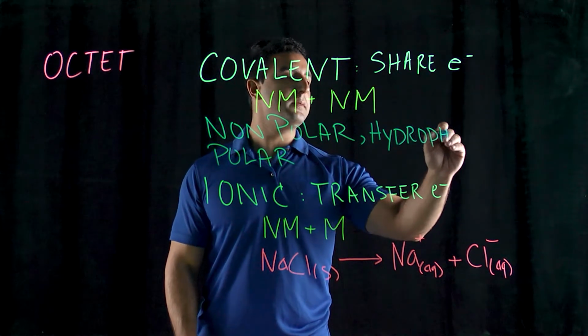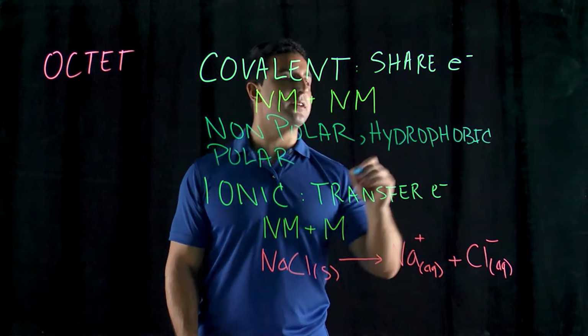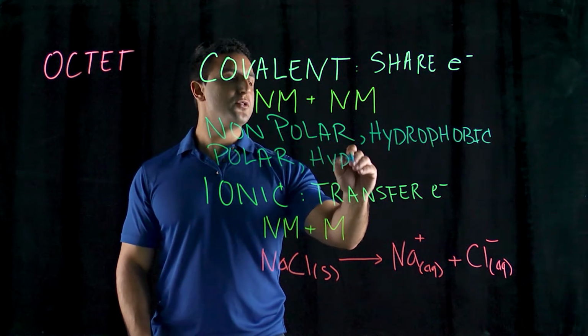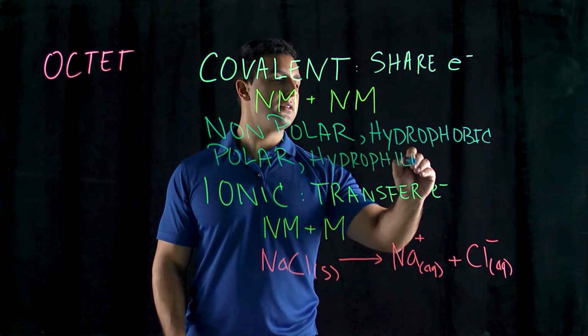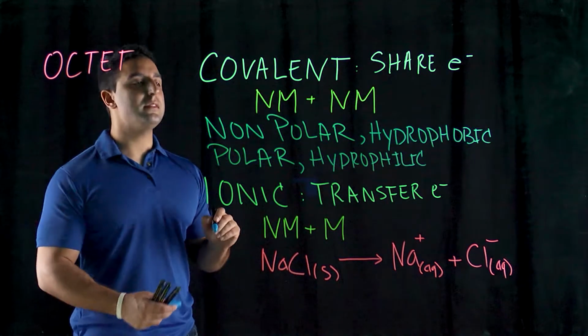phobic. What does phobic mean? Phobic means hate or scared of. Vice versa, polar is also hydrophilic. So these words are used interchangeably. They mean the same thing here.